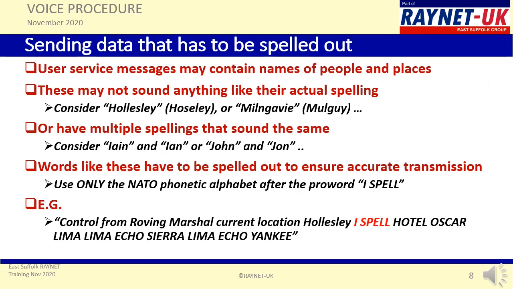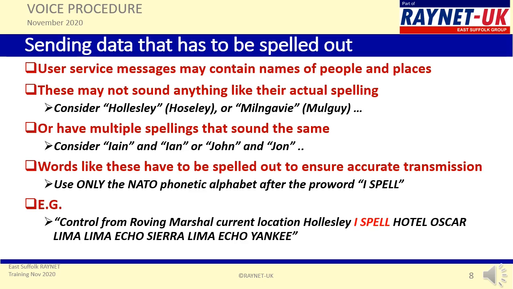When working with user services, we often have to send data that has to be spelled out. These are things like names of people and places, which may not sound anything like their actual spelling. So we say Hosley, not Hollesley. We say Mulgai, not Milngavie, if you come from near Glasgow. If you have multiple spellings that sound the same, like Ian and Ian, or John and John, as in India Alpha India November versus India Alpha November, or Juliet Oscar Hotel November versus Juliet Oscar November, words like these have to be spelled out to ensure that they are transmitted accurately and written down the same at the receiving station.